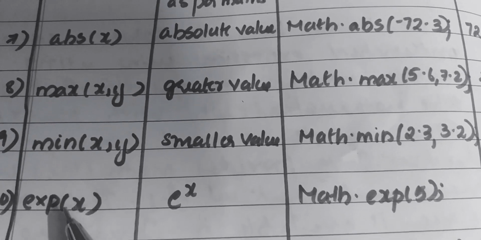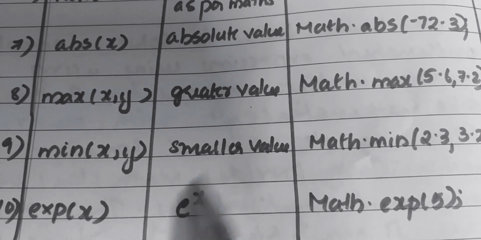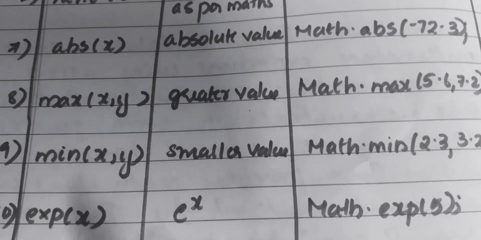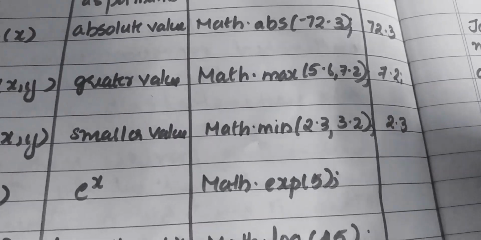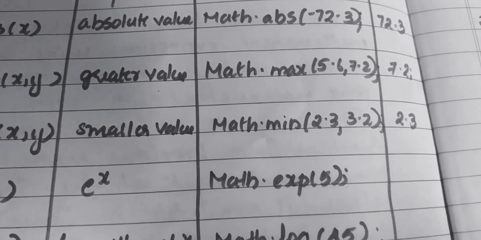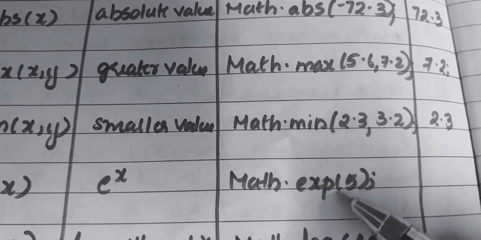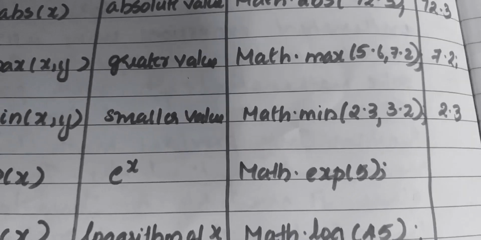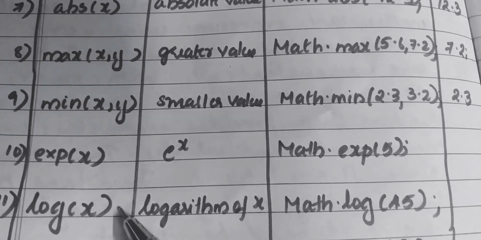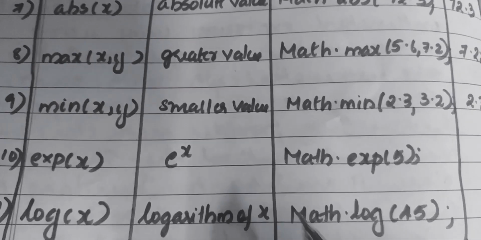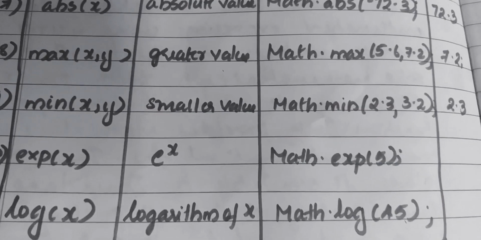Next function is exp of x, to get the exponential value of a number. That is math.exp of x. We don't know how to write the correct output, so it would be a larger decimal number. There is no need to write the output for this. Next function is log of x, to find the logarithmic value of a number. That is math.log of 45. It should be a decimal number.